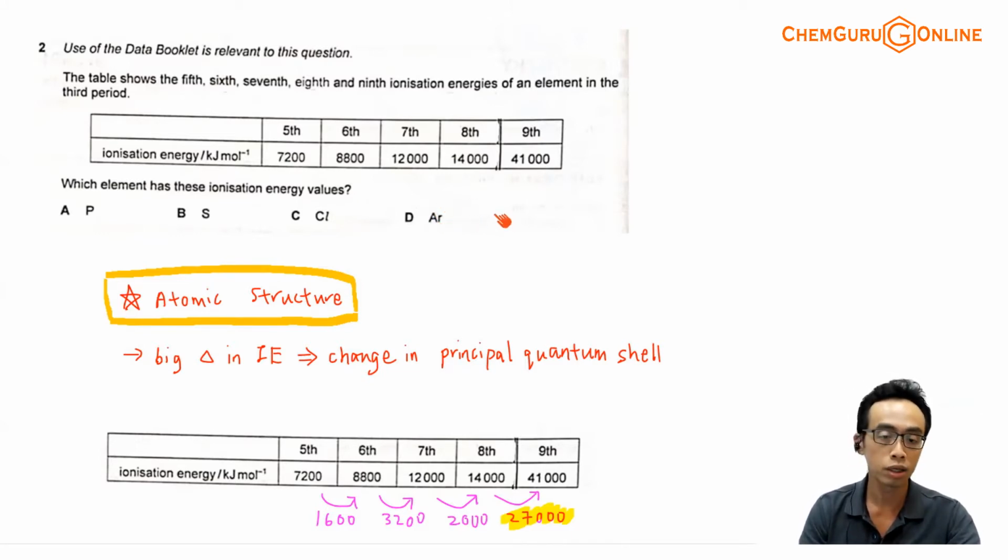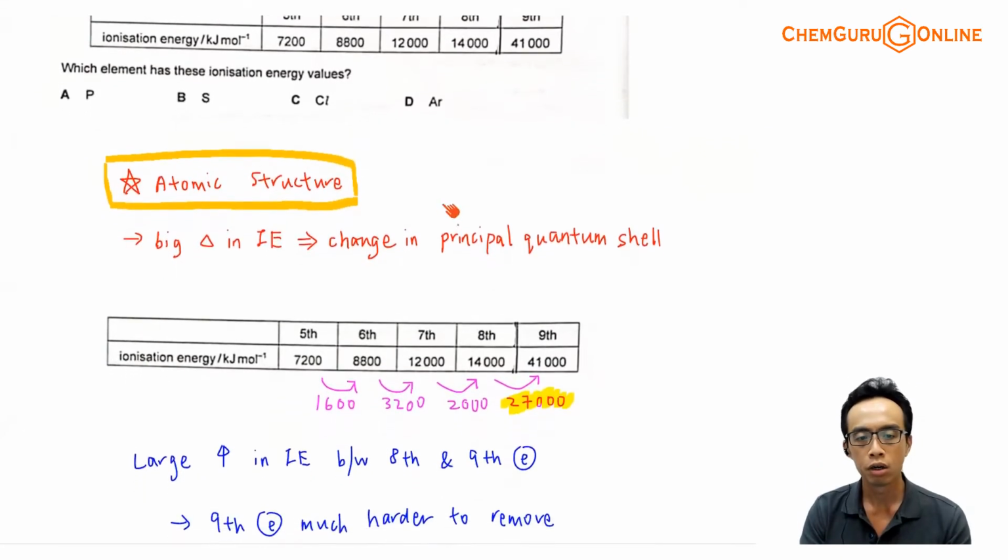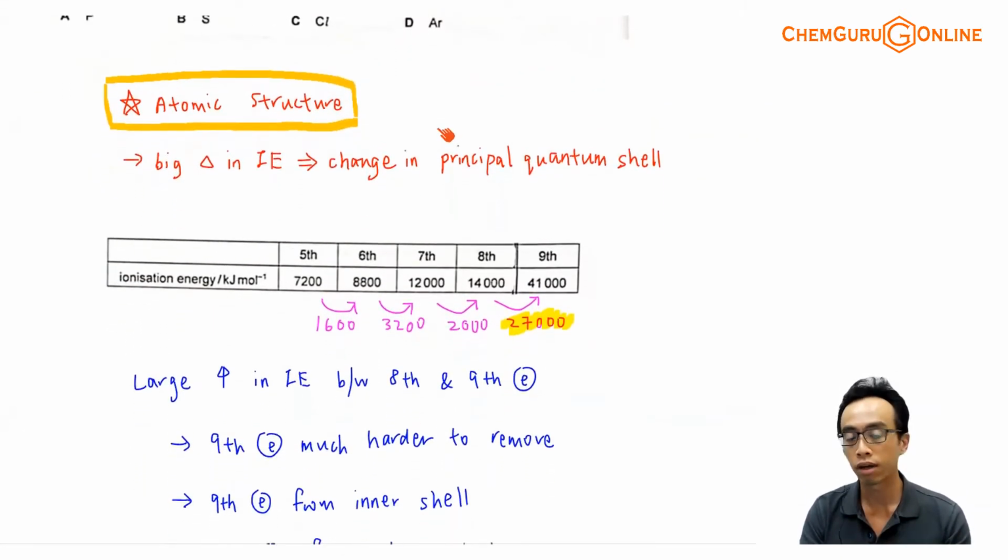So of course this topic is under atomic structure. And what we want to keep in mind in terms of the concept is this idea that when there's a big change in ionization energy, it will correspond to a change in the principal quantum shell. Actually, this question just focuses on this very simple idea. So let's take a look at the ionization energy.